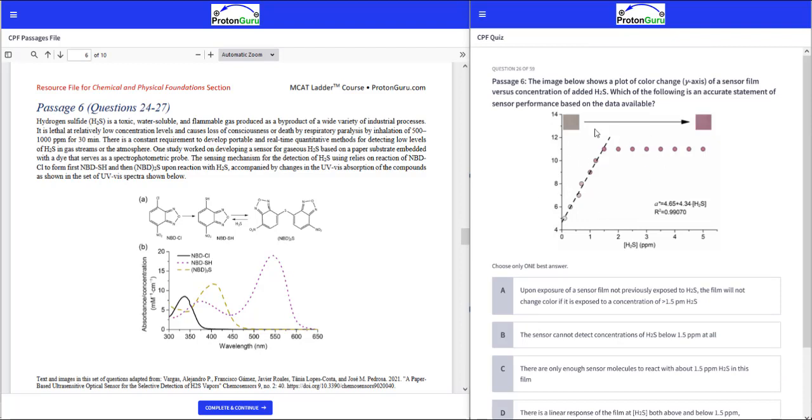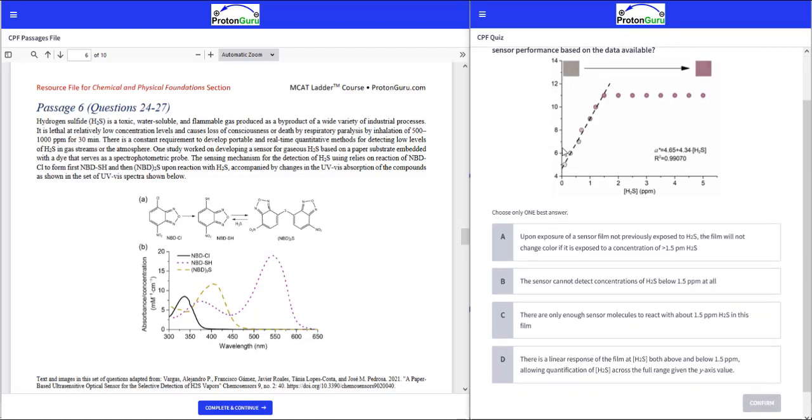So next we are given more data from this study, and it says the image below shows a plot of color change on the y-axis of a sensor film versus the concentration of added H2S. Which of the following is an accurate statement of sensor performance based on the data available? So the color changes from gray at the bottom to red at the top. So you can think of this as a measure of how red or purple this material has become. So here are the potential answer choices.